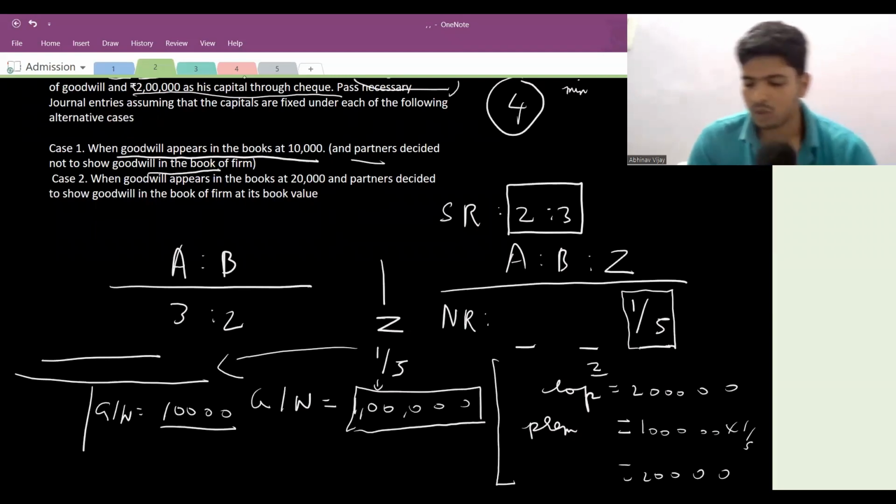Only in this case, they want to keep it in the books. So you assume that the 1 lakh includes this 20,000. If 1 lakh includes this 20,000, that means this 20,000 is purchased. So out of 1 lakh, 20,000 is purchased. That means 80,000 is self-generated.